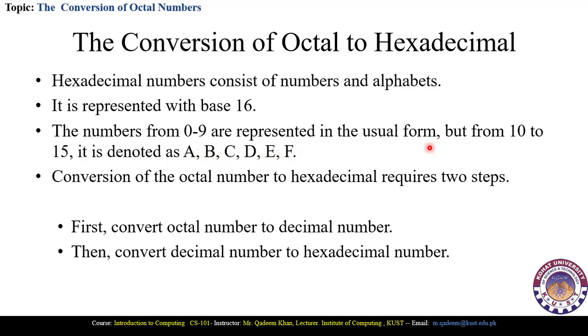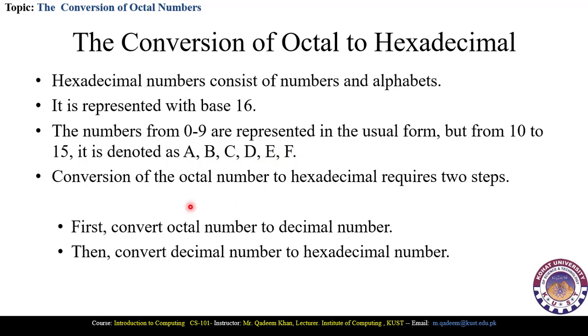Because when we use 10, 11, 12, 13, 14, 15, that is not the hexadecimal system, that is in fact the decimal number system, because in the decimal number system we have 0 to 9, so 10 is in fact 1 0, which is in the decimal number, and 15 is also under the decimal number system, which comprises 1 and 5. So A, B, C, D, E, F are the characters or alphabets which denote 10, 11, 12, 13, 14 and 15 here.